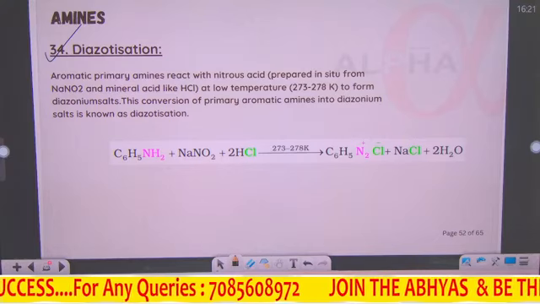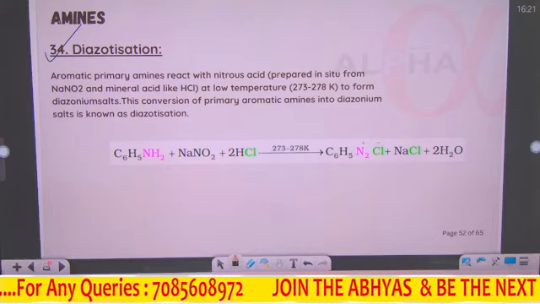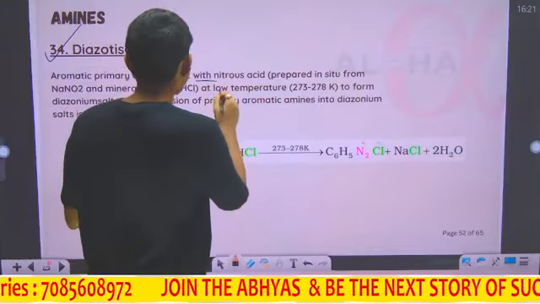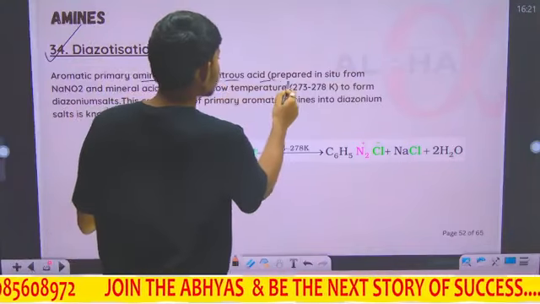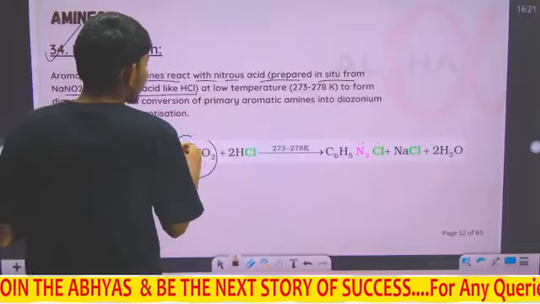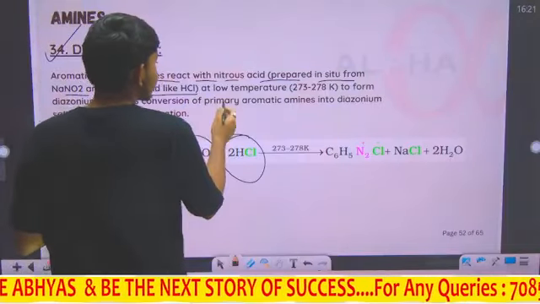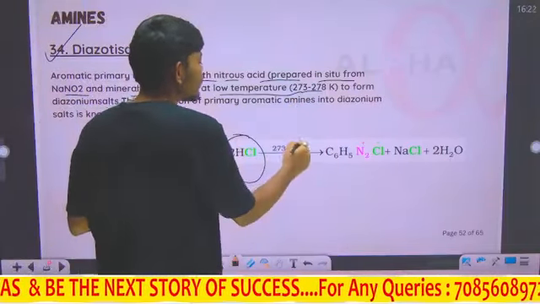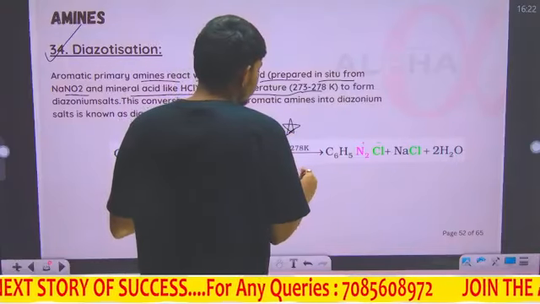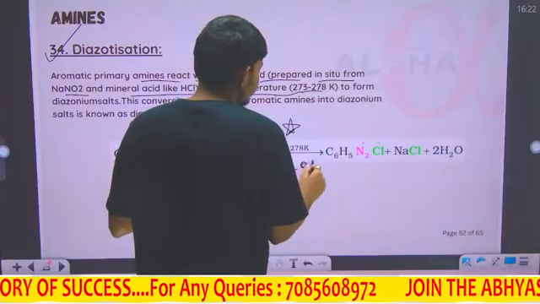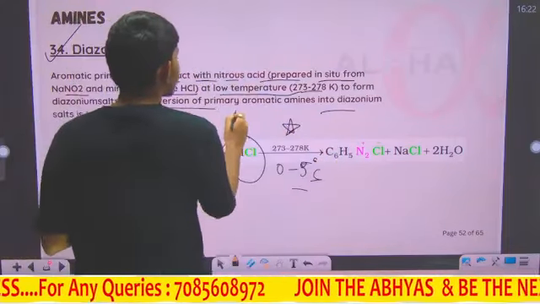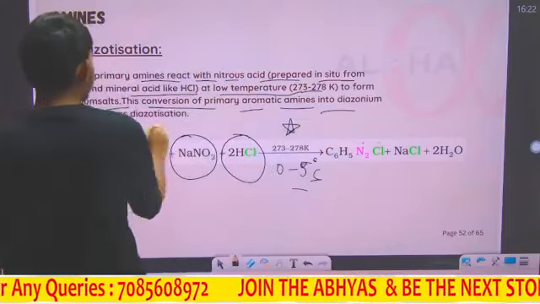Let's see what the diazotization reaction is. Aromatic primary amines react with nitrous acid, prepared in situ from NaNO2 and mineral acid, NaNO2 HCl. These are the reagents in diazotization at low temperature. It is very important to mention the temperature, that is 0 to 5 degrees Celsius. The conversion of primary aromatic amines to diazonium salt is known as diazotization.